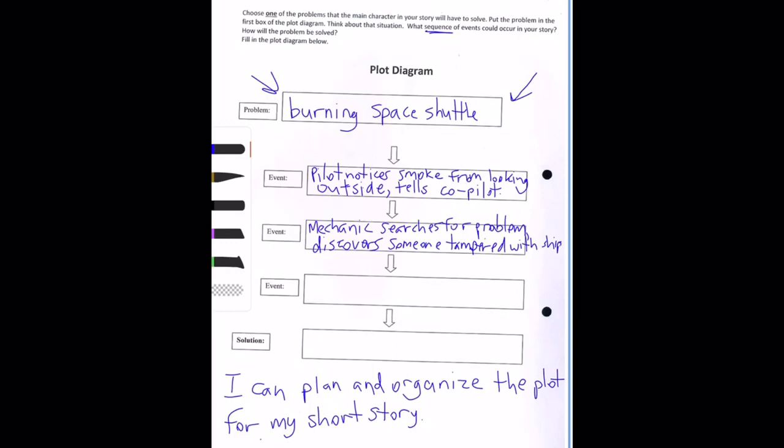Now, there's only 3 events we're writing here. Obviously, there's going to be some more events in your story than just maybe 3. And if you need to do that, then you can add a little bit more. But now we're going to kind of lead into our solution a little bit. Okay? So, discovered the burning. Discovered why it was burning. Someone tampered with the ship.